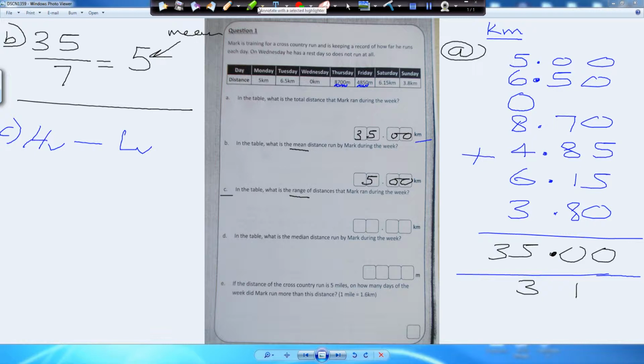8.7. Here's the highest value. What's the lowest value? 0. So we're going to have to do 8.7 minus nothing. And that gives us an answer of 8.7. So put 8.70. That's okay. Lovely. I'll put that in the right place, folks. Happy with that? Question D now.